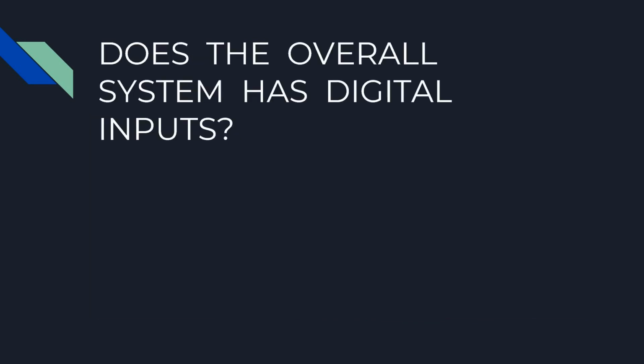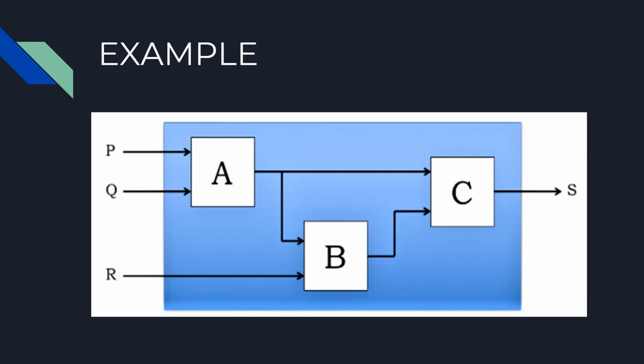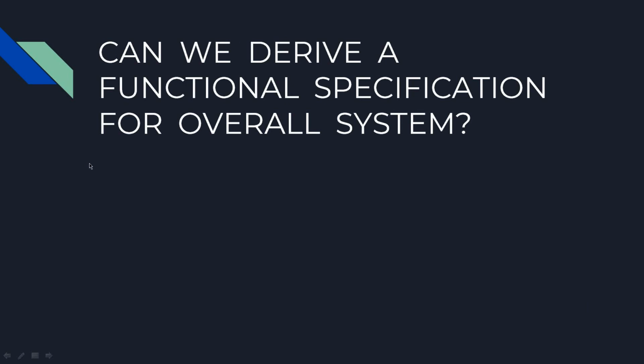Does the overall system have digital inputs? Yes. The system's inputs are the inputs to some of the component devices. Since the components are combinational and have digital inputs, the whole system has digital inputs. Does the overall system have digital outputs? Yes, the overall system has digital output S and digital inputs P, Q, R. Can we derive a functional specification for the overall system? Yes, we can derive a functional specification.